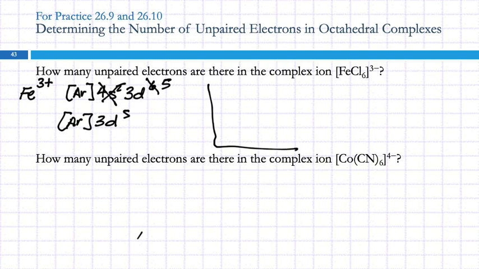So this was weak field, right? So delta here is small. So then we're going to put the electrons in here. 1, 2, 3. Where's the next one going to go? To the top. 4, 5, and we're done. How many unpaired electrons? 5.